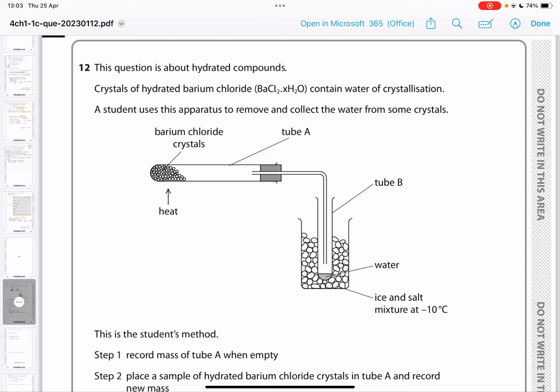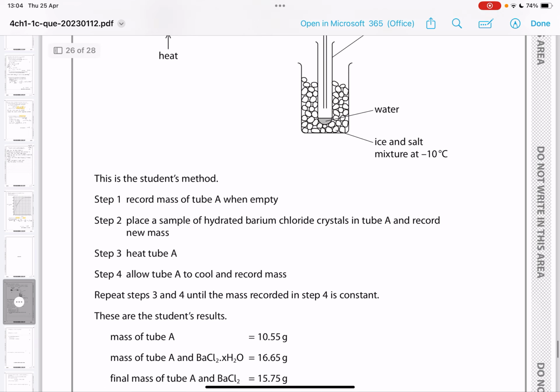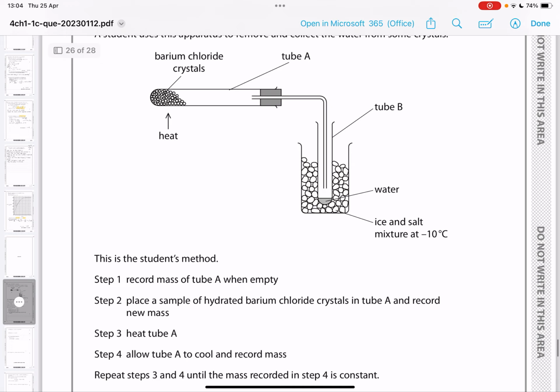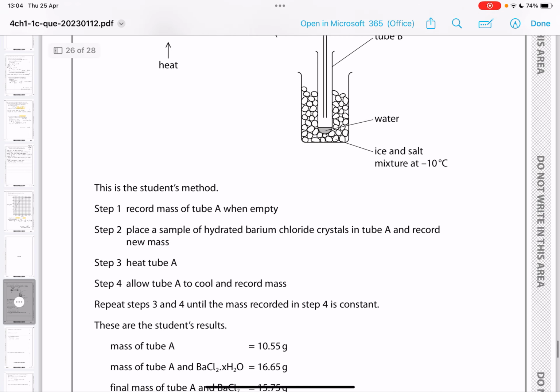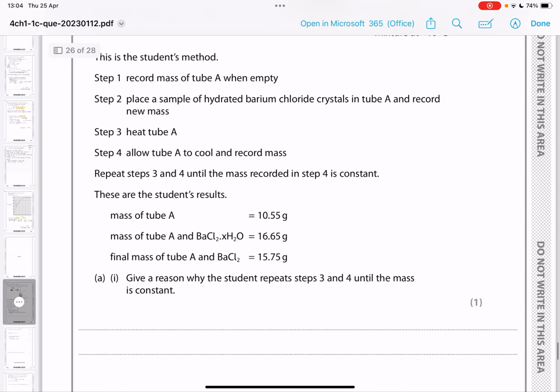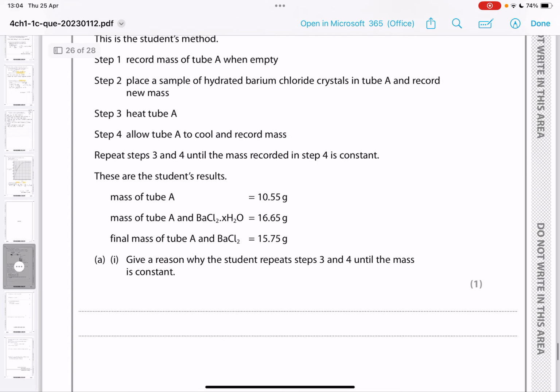This question is about hydrated compounds. Crystals of hydrated barium chloride contain water of crystallization. A student uses this apparatus to remove and collect the water from some crystals. This is the student's method. Record mass of tube A when empty. Place a new sample of hydrated barium chloride crystals in tube A and record the new mass. Heat tube A, allow tube A to cool and record the mass. Repeat steps 3 and 4 until the mass recorded in step 4 is constant. And these are the results. Give a reason why the student repeats steps 3 and 4 until the mass is constant.